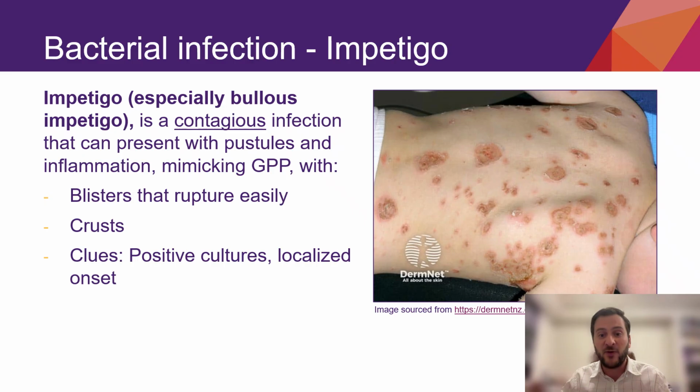Of course, this is infection, and in GPP you have sterile pustules. In impetigo you usually start with a localized onset, and of course this is a contagious infection, and sometimes other members of the family can also have the infection. It can help to think of this hypothesis of impetigo.